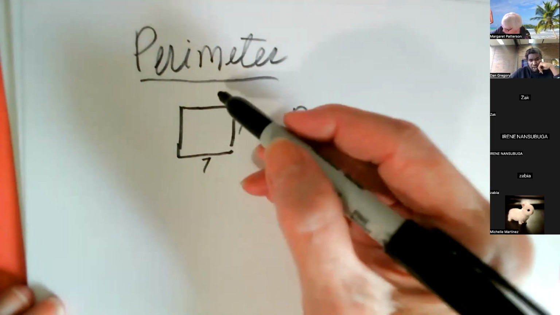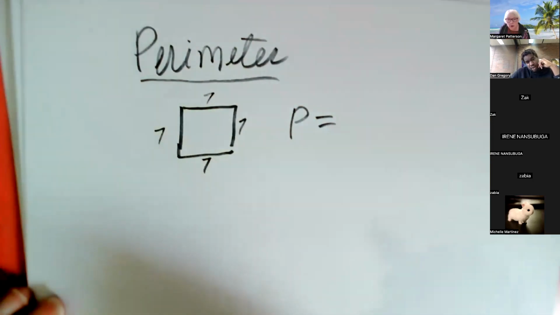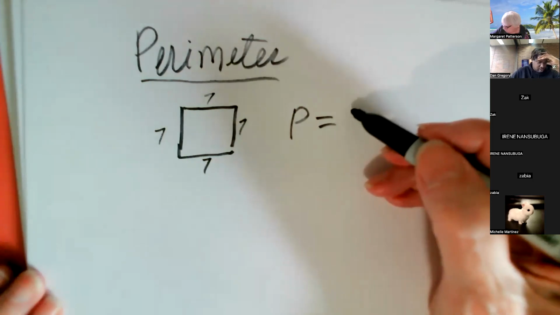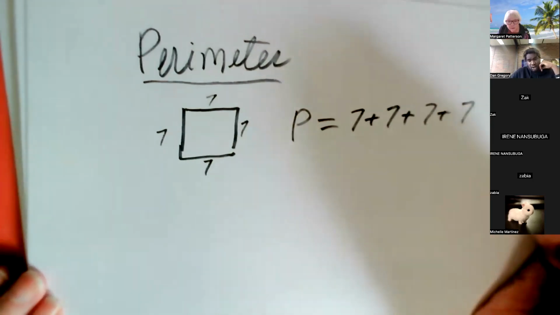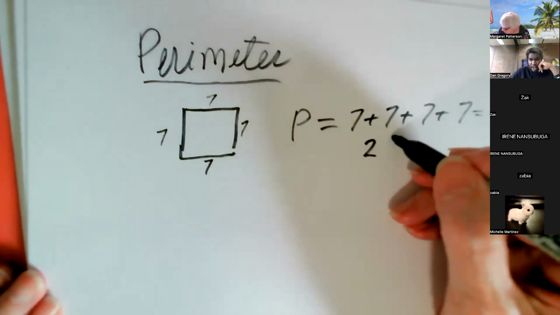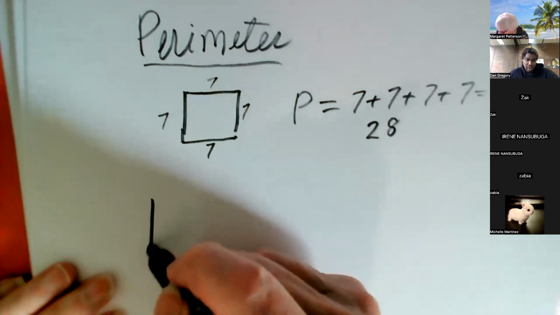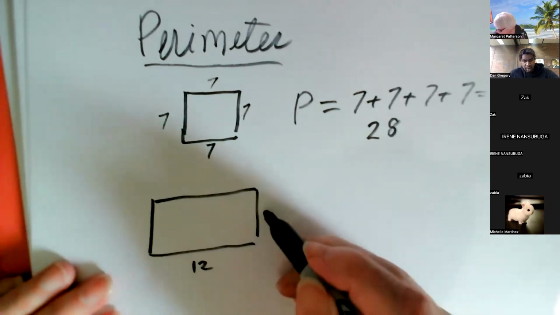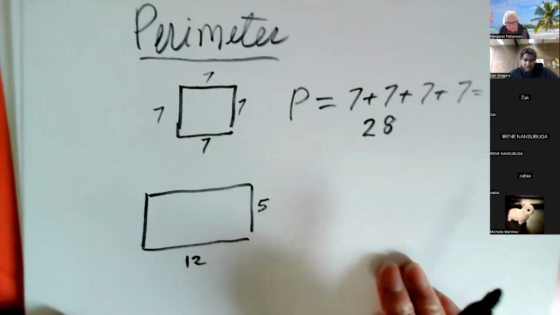Height plus width. 7 plus 7, there's 4 of them. How much is it? 7, 14, 28. 28? Okay, this is our next one. 12, 5. Perimeter.